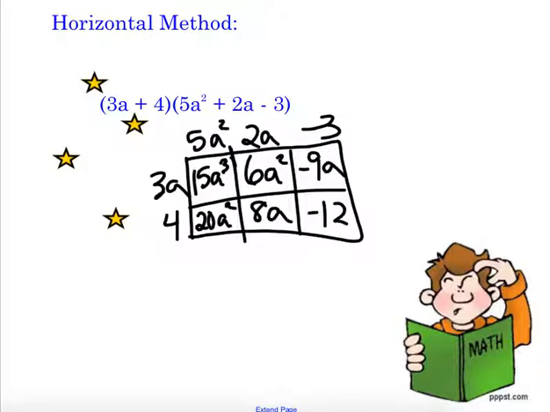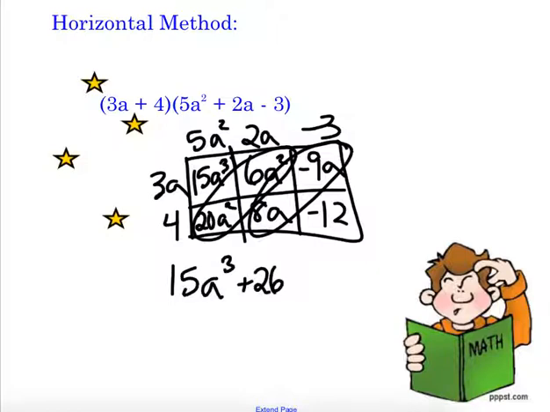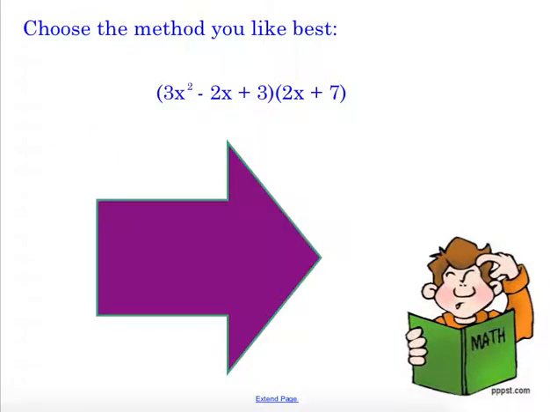And we look to see if we have anything in common, and we do. We have these two can add together, and these two can add together. So we get 15a cubed plus 26a squared minus a minus 12. So the box method works as well when we are multiplying our trinomials by binomials, and many others.